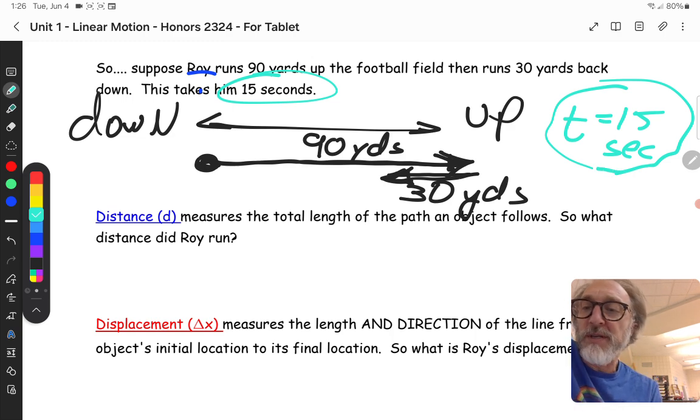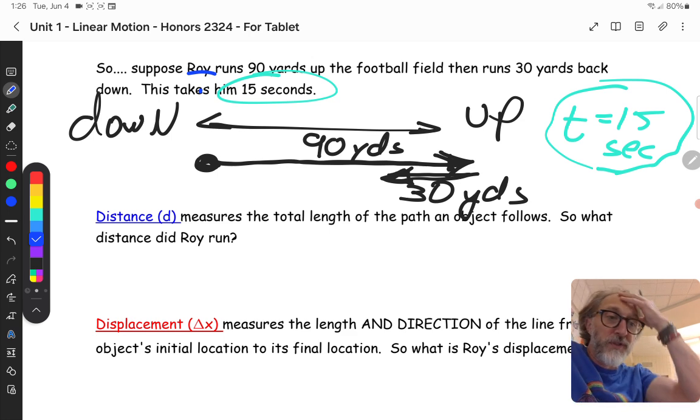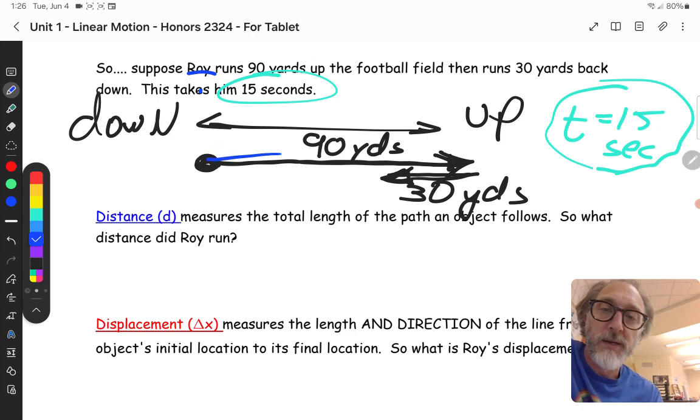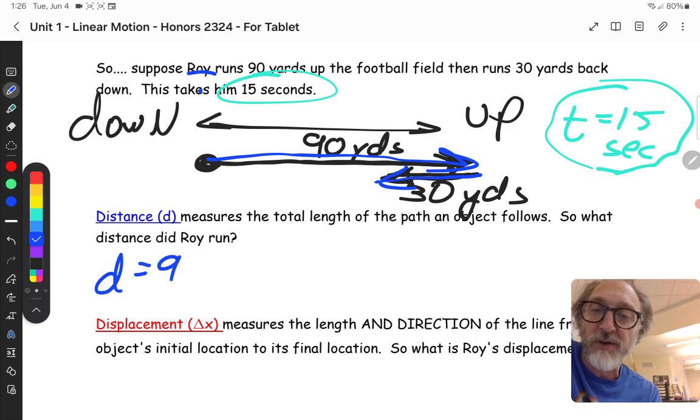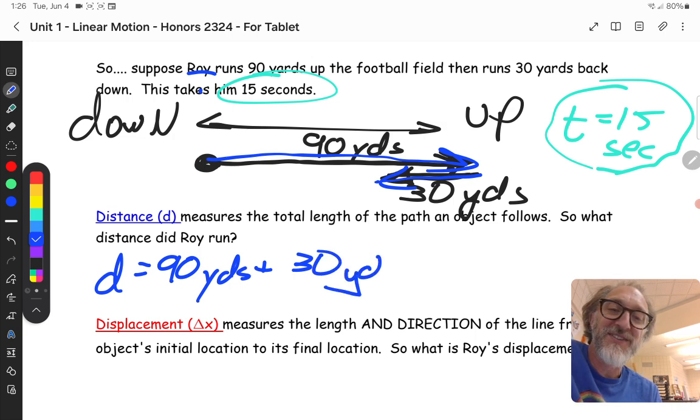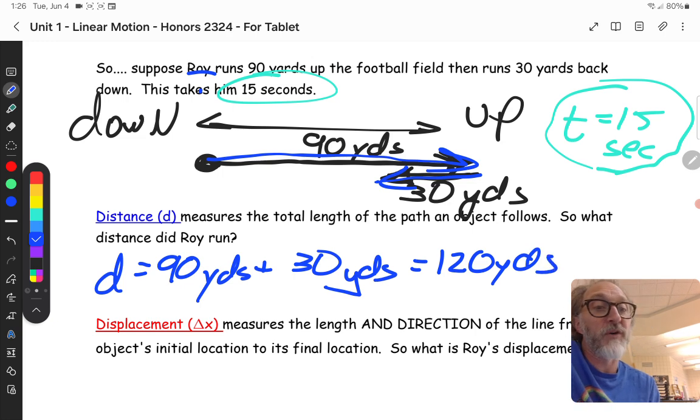Okay, so what distance did Roy run? Well, distance is exactly what you'd think it is. It measures the length of the path that the object followed, right? So Roy went 90 yards this way, and then he turned around and came 30 yards back. At the end of the day, he's going to say, I am tired because I ran 90 yards, and then I ran another 30 yards, which gives us 120 yards, which is how far he ran. All right, so there we go.